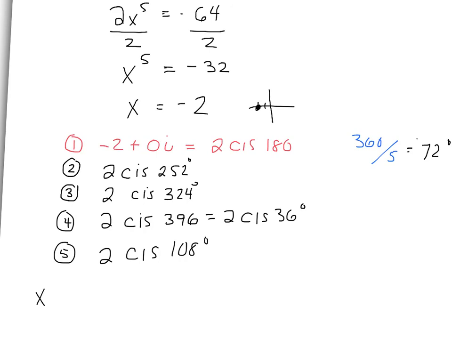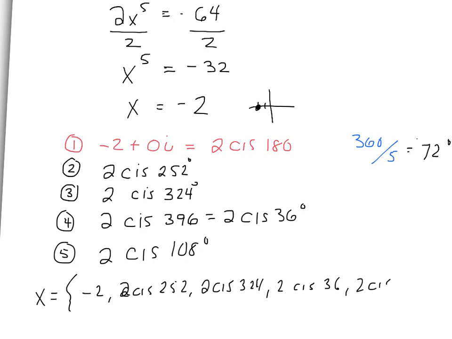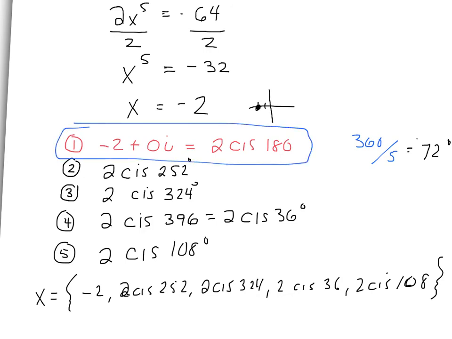So x is going to equal -2. I can just put -2, that's the real number. And then it's going to be 2 cis 252, 2 cis 324, 2 cis 36, and 2 cis 108. If I added 72 to 108, you would have got 180, which would have taken you back to good old number 1 right here, and you just cycled yourself through again. But we got our 5 answers.